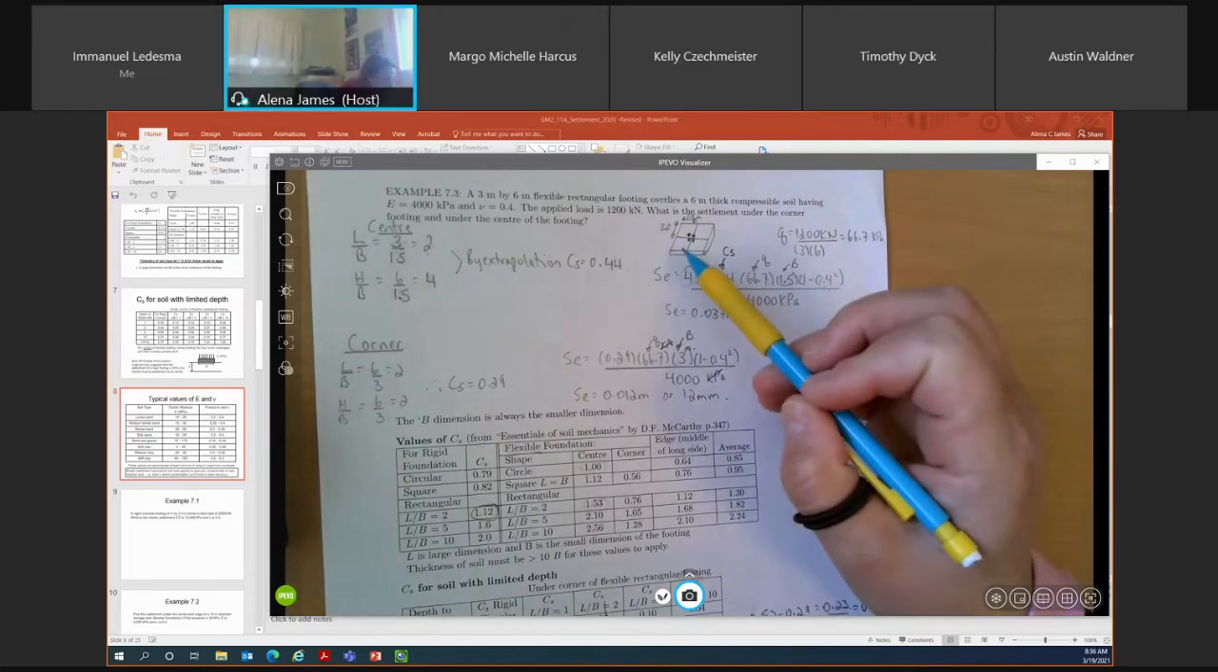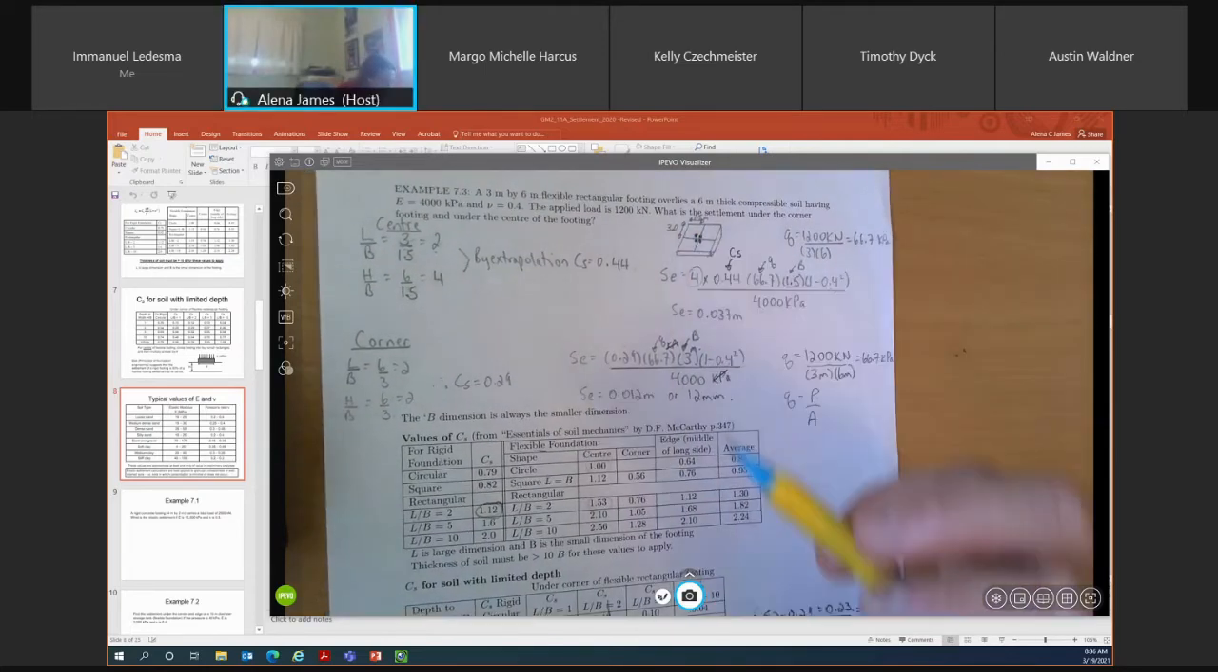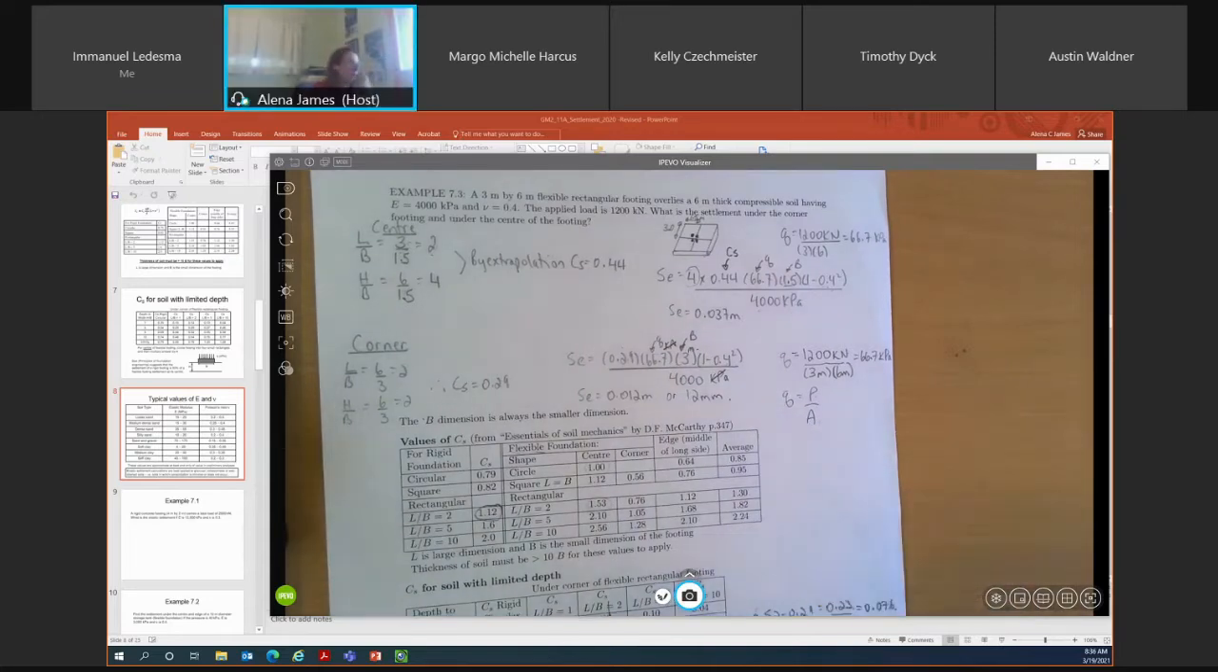So you'll see here, our initial foundation was 3 meters by 6 meters. So now I've divided my footing area into 4 equally sized rectangular footings that are now 3 meters by 1.5 meters. So we use those smaller dimensions of the footing to determine what our CS value is. So in this instance here, L over B, L represents the longest dimension of our footing, so that is 3 meters. And B is the smallest dimension of our footing. So the smallest dimension of our smaller rectangles is 1.5 meters. So our L over B value is still 2.